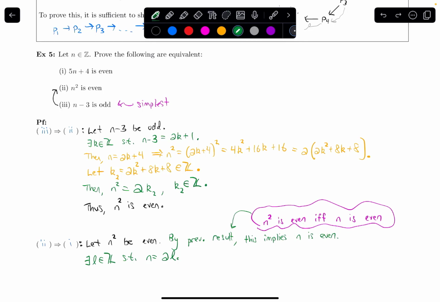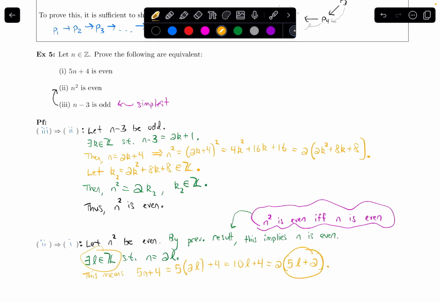Now I think I'm ready for my manipulations, my algebra. So I'm trying to show something about 5n plus 4. So this means that 5n plus 4, I can now sub in, will be equal to 5 times 2L plus 4, which is 10L plus 4. I'm really hoping this is going to be even, so I want to be able to factor a 2 out of this. And I can. So I get 2 times 5L plus 2. And the thing in the parentheses is an integer because L is an integer and we're just multiplying and adding integers together. So let's relabel it.